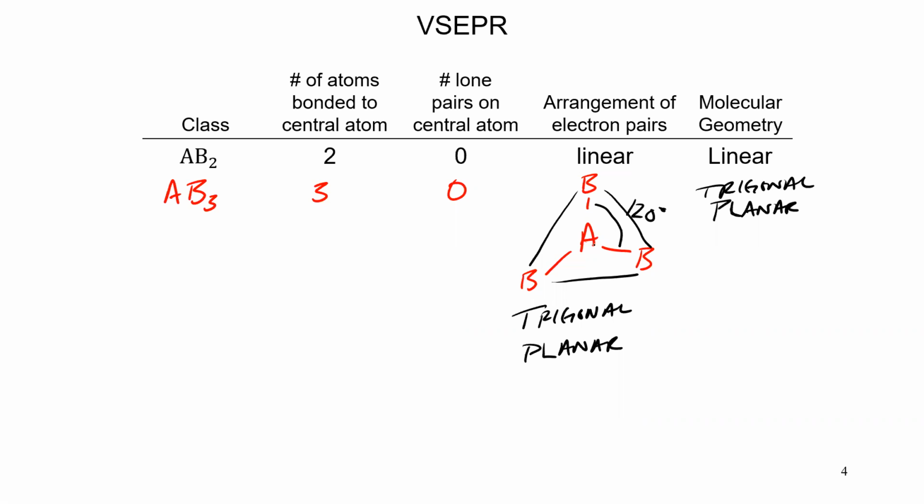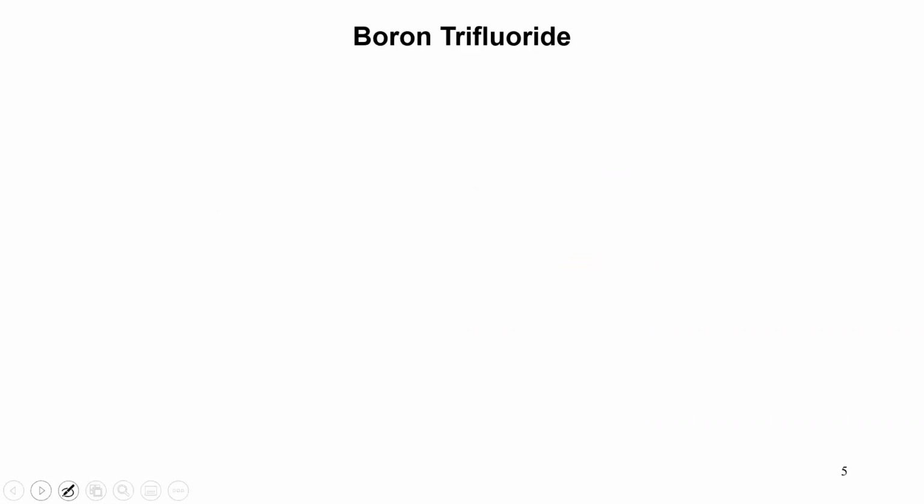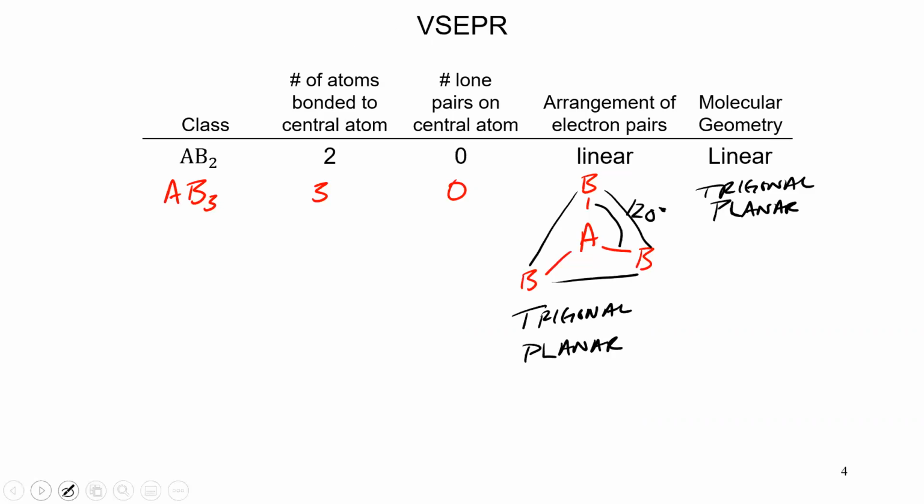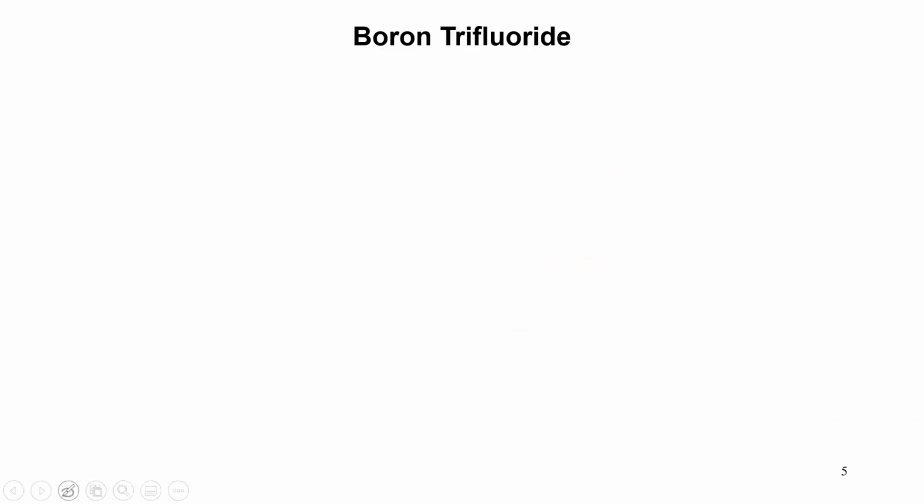So again, we've only got 3 bonds. We've only got 3 electron groups. That's only 6 electrons. So we must have some compound that's okay with that. Turns out boron trifluoride is that compound.